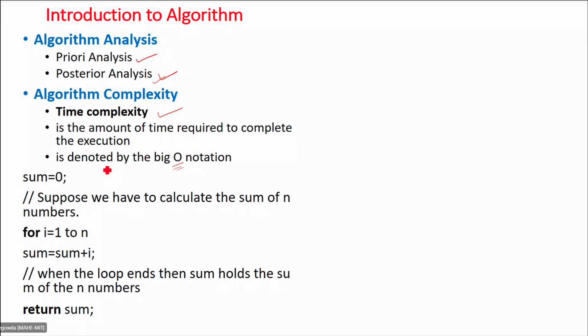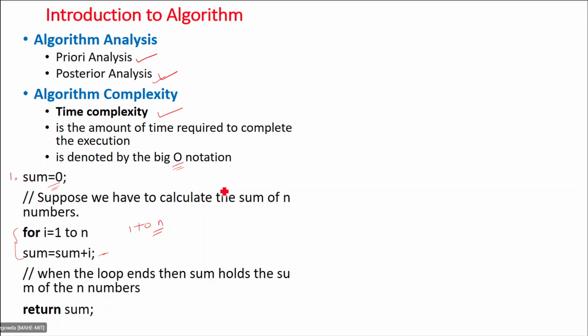By using this example, we can calculate the time complexity. Say, for example, we wanted to find the sum of numbers. Initially, I am going to initialize the variable to 0. Here I have a for loop, where I am going to find the sum of the numbers from 1 to n, and I'm going to return the sum.